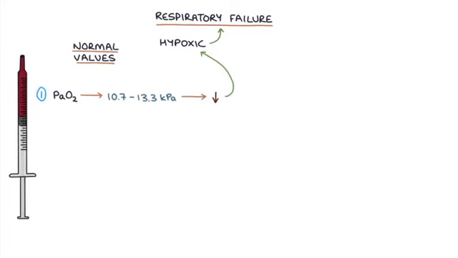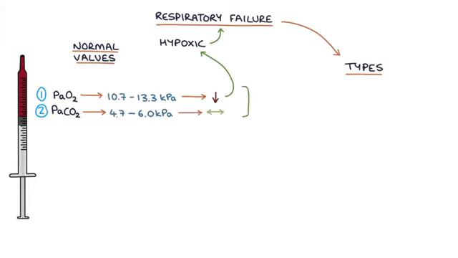It's important to distinguish between the types of respiratory failure. A low PaO2, or partial pressure of oxygen, indicates hypoxia and respiratory failure. If the patient has a normal PaCO2, or partial pressure of carbon dioxide, with a low PaO2, this indicates type 1 respiratory failure.